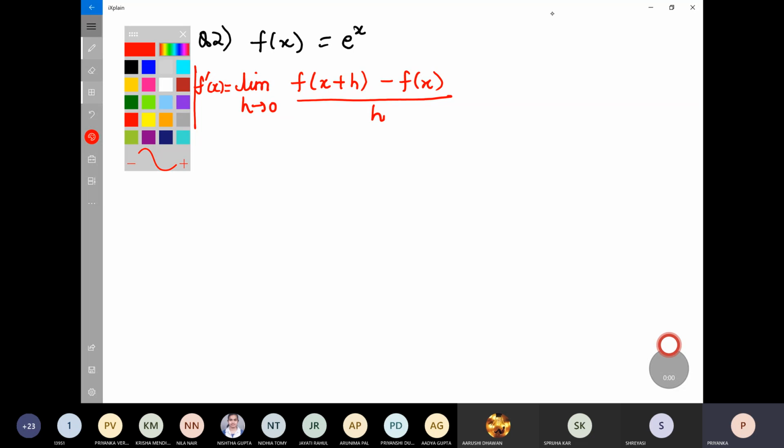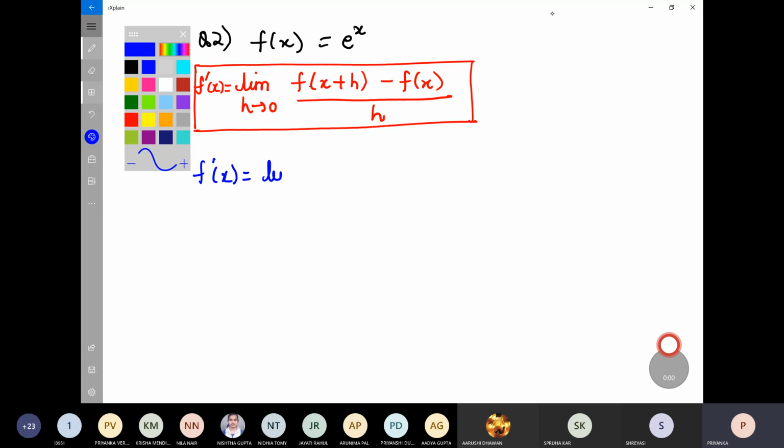This is your first principle of derivative. Using this you are finding the derivative. Now tell me, what is the value of f of x plus h? Who will tell me what will be f of x plus h? Only I need the value of f of x plus h. Anybody? If you have raised your hand, I cannot see it.